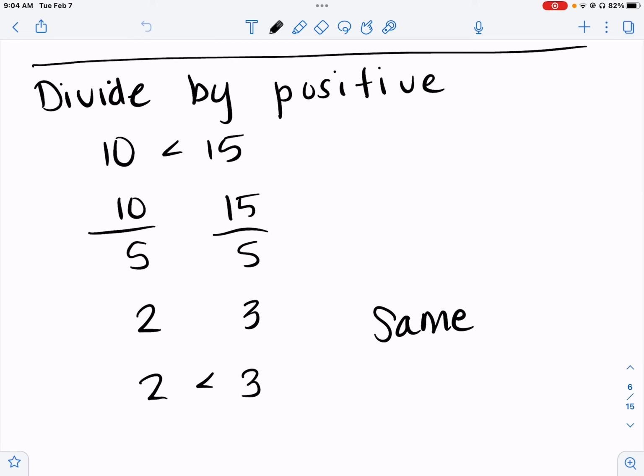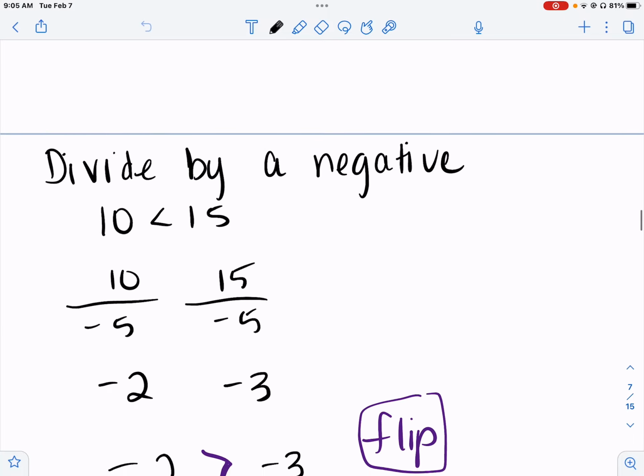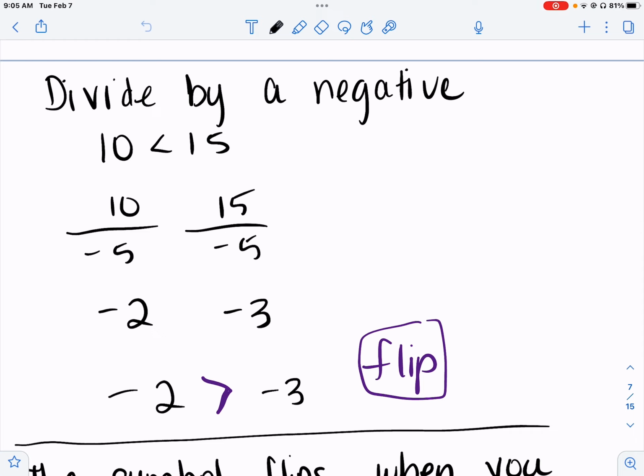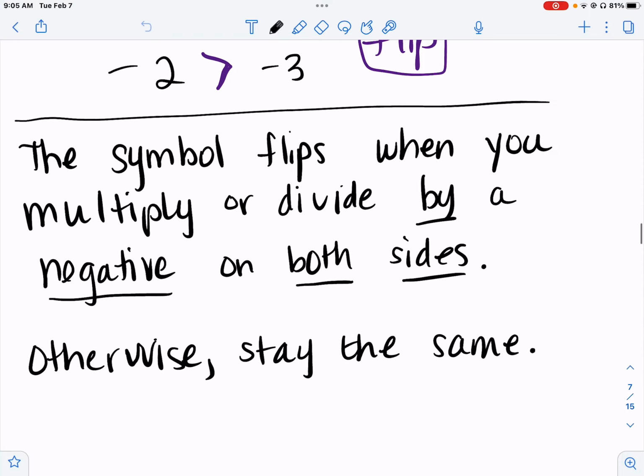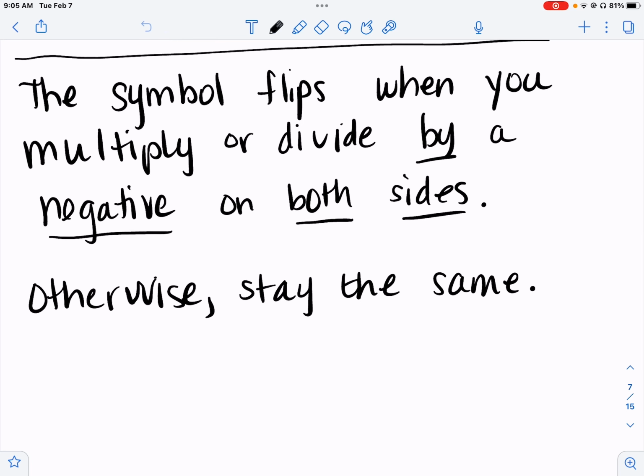Okay, divide by a positive. 10 is less than 15. If we divide by 5, we get 2 and 3. 2 is less than 3, so we can see it stayed the same. Divide by a negative. 10 divided by negative 5 is negative 2. 15 divided by negative 5 is negative 3. Negative 2 is bigger than negative 3, so we can see it flipped here. So the symbol flips when you multiply or divide by a negative on both sides. Otherwise, it stays the same.